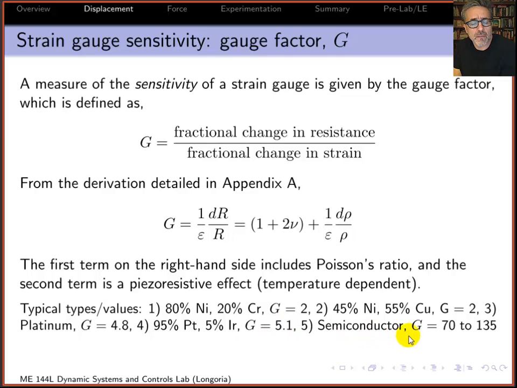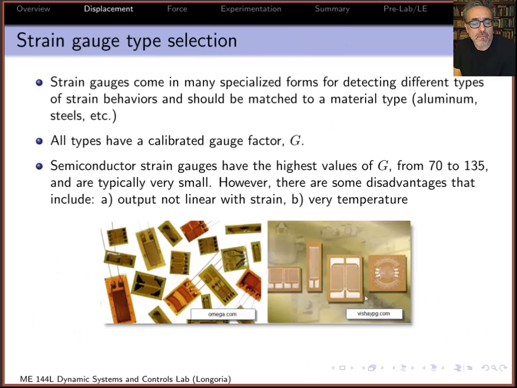But the semiconductor strain gauges are pretty high. You can get really sensitive strain gauges using semiconductor material. And there are a lot of different types of strain gauges out there that you can find for different types of strain behavior. This photo here shows you there are different types of geometries for detecting different types of strain in material. All of them have a gauge factor. They also need to be selected based on the material that they're going to be mounted on.